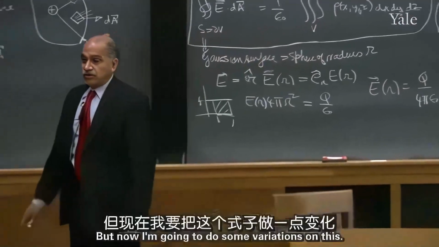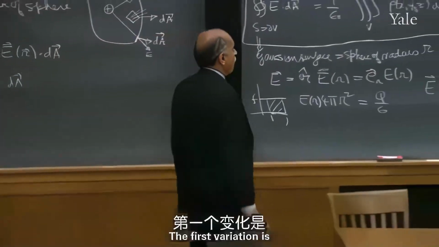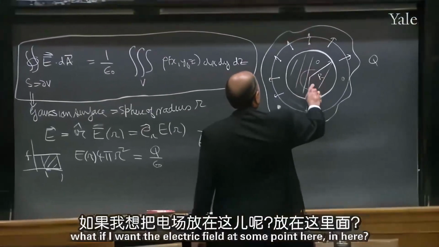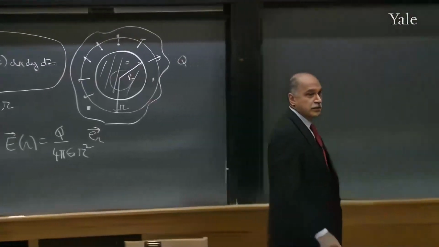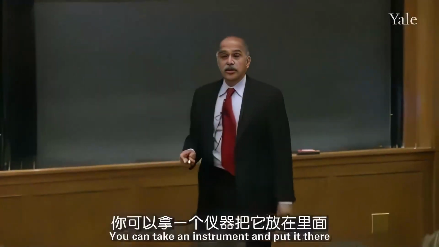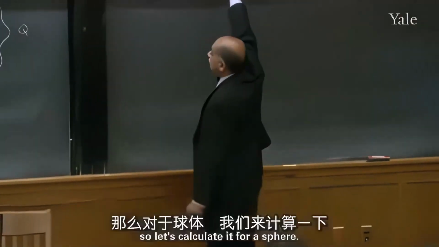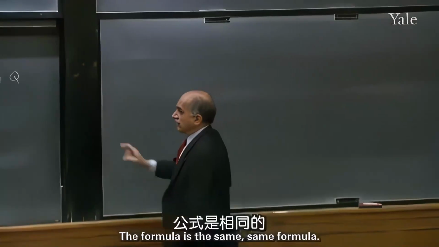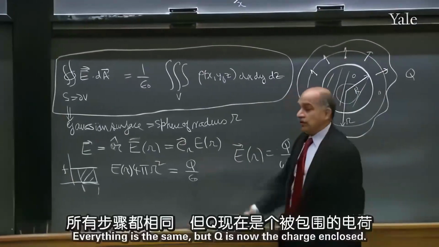But now I'm going to do some variations on this. First variation is, what if I want the electric field at some point here, in here? You're allowed to ask that. You can take an instrument and put it there and ask what field you have. You have to calculate that too. So let's calculate it. For a sphere, the formula is the same. Same formula. Everything is the same, but Q is now the charge enclosed.